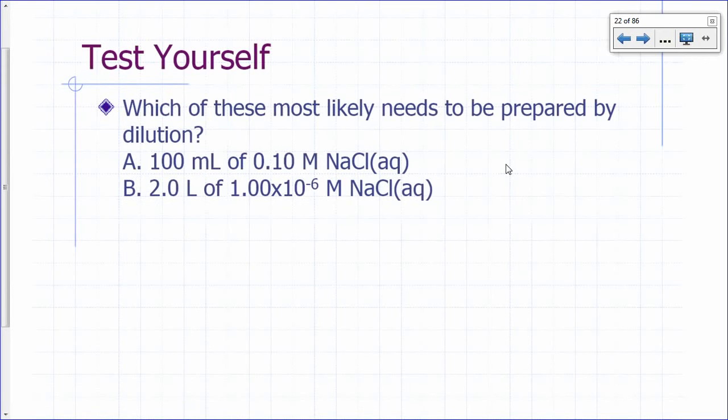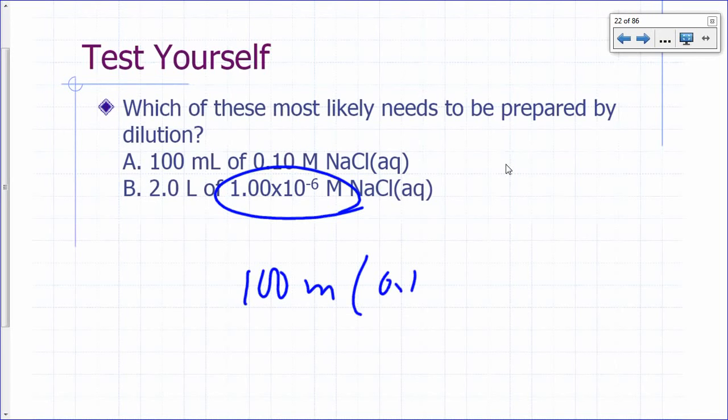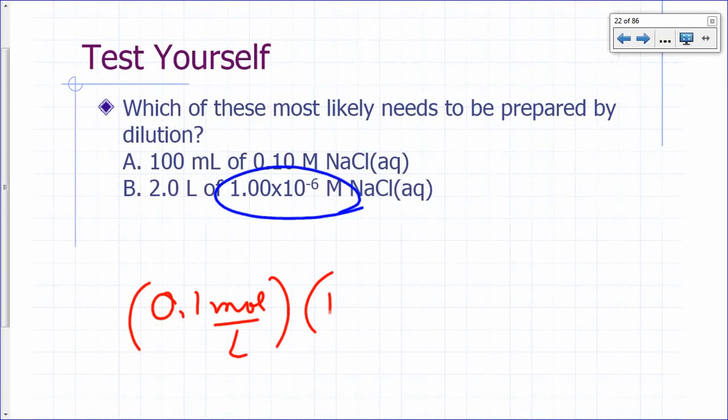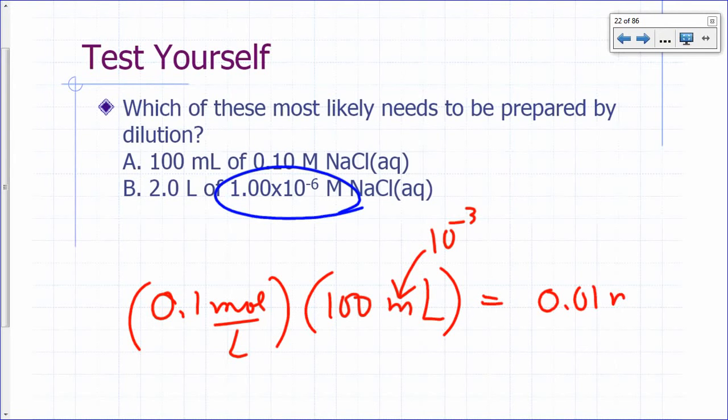Okay, how about this question? Which of these most likely needs to be prepared by dilution? 100 mL of 0.1 molar sodium chloride, or 2 liters of 1 times 10 to the negative 6 molar sodium chloride? You can see this is a very low concentration. You can actually calculate the moles here if you want. Let's figure out the number of moles: 0.1 moles per liter of sodium chloride times 100 milliliters. Milli means 10 to the negative third. So 0.1 times 100 times 10 to the negative third gives you 0.01 mole.